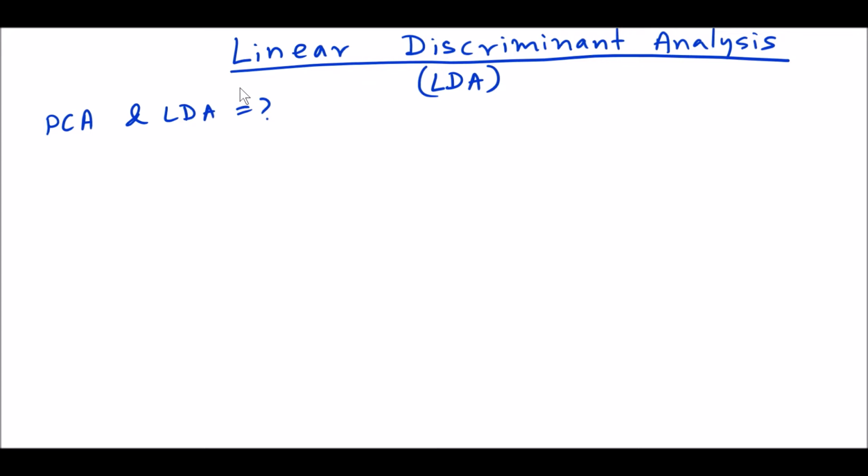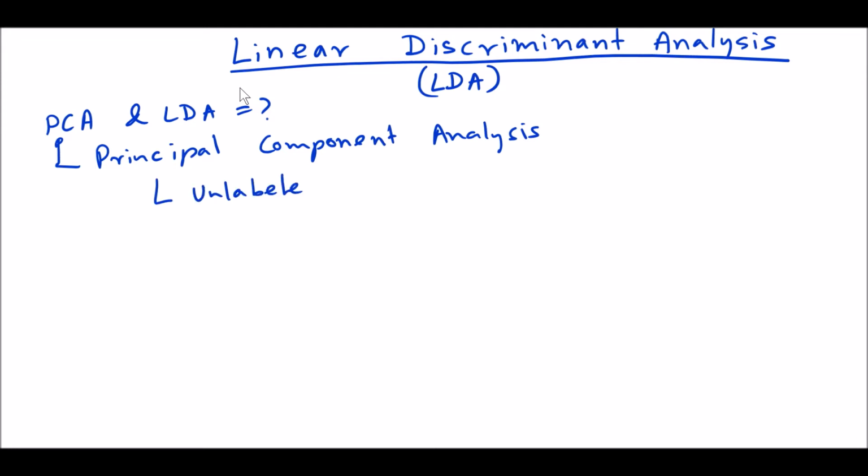PCA actually stands for principal component analysis. It deals with unlabeled data, and it tries to maximize variance. Okay, that is PCA. So LDA, in contrast to that, deals with labeled data.